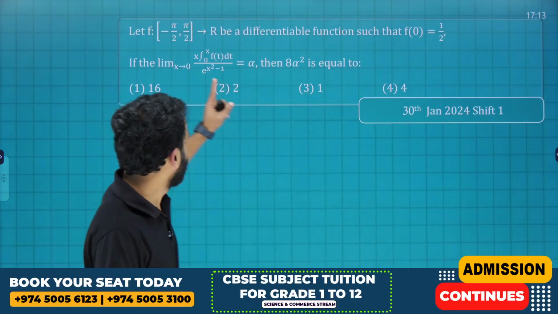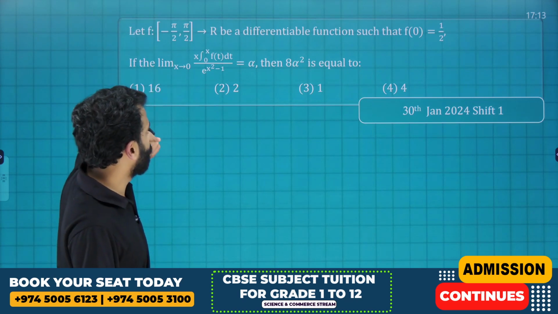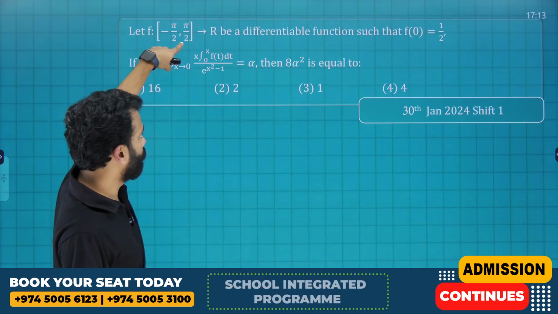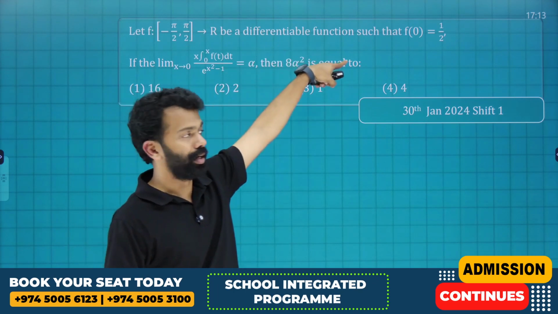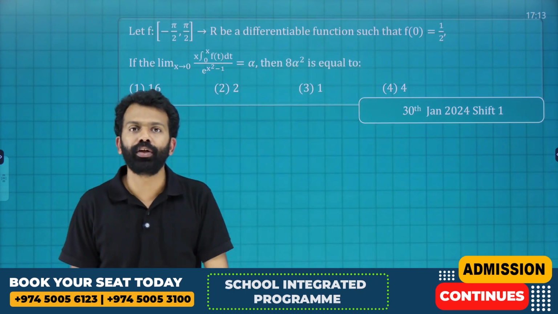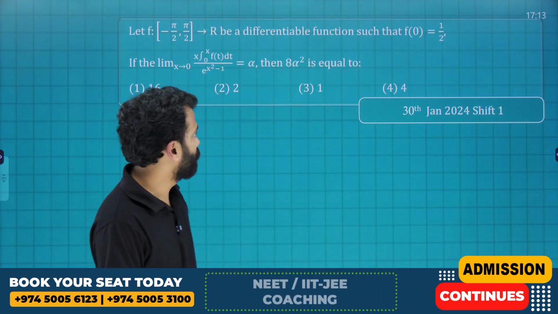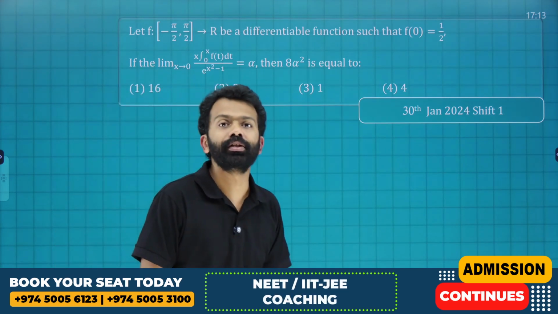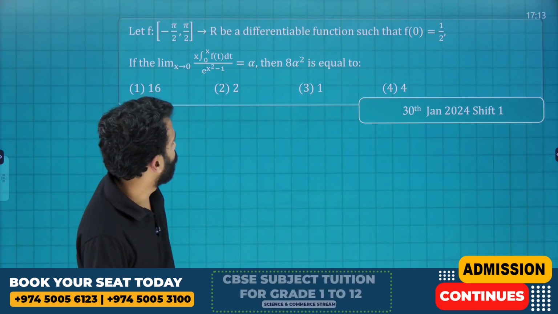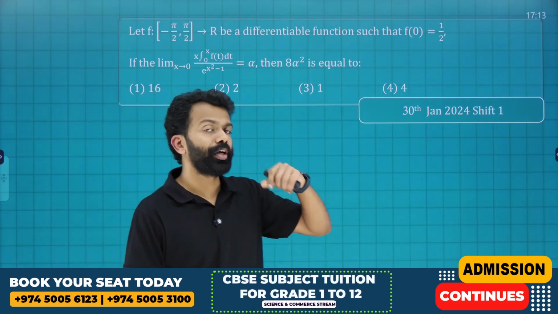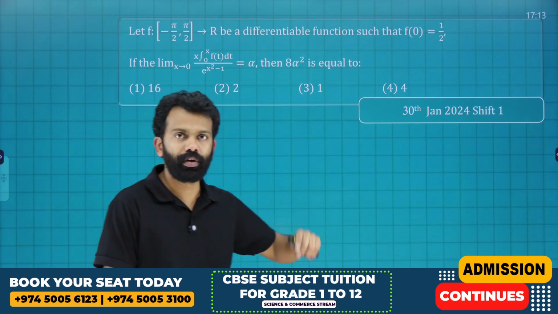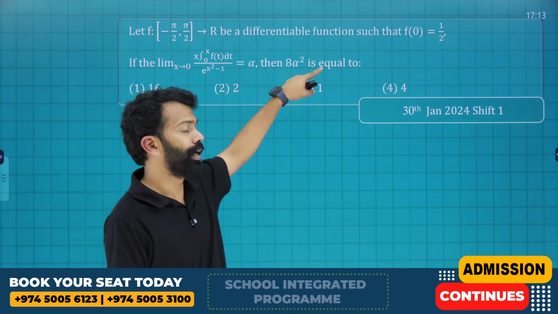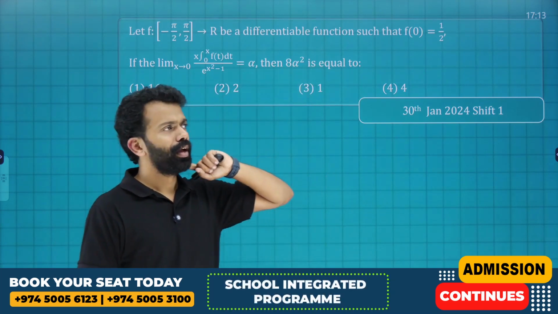Yeah, next type. A function defined from the closed interval minus pi by 2 to pi by 2 to real numbers be a differentiable function given that f of 0 is equal to what? 1 by 2. What is the value of f of 0? 1 by 2. Then the limit x tends to 0, x into integral 0 to x, f of t dt divided by e raised to x square minus 1. Okay, the value is given as alpha. You need to find the value of 8 alpha square.